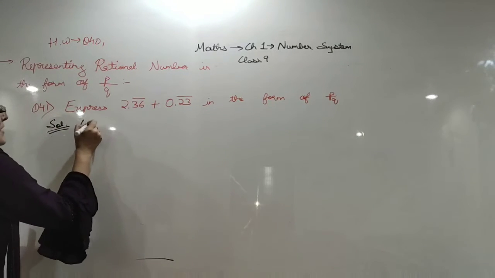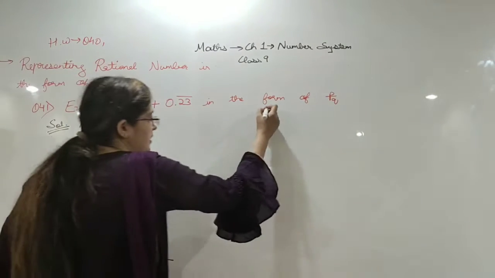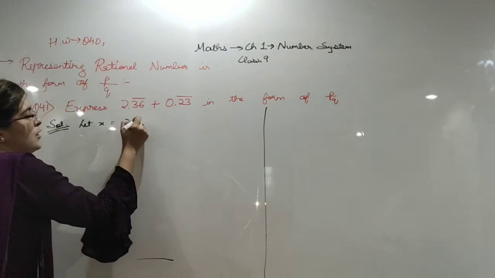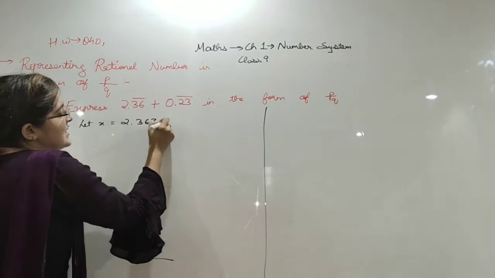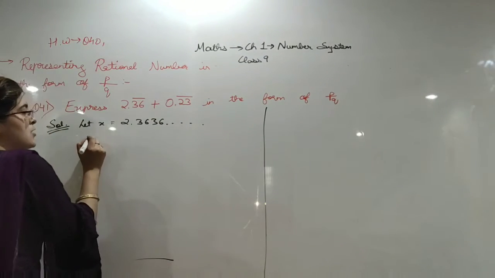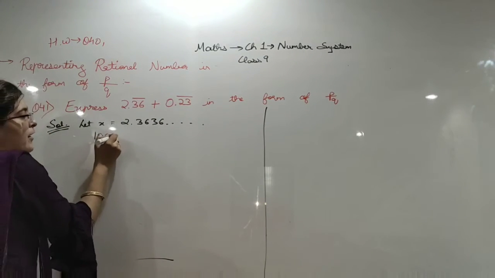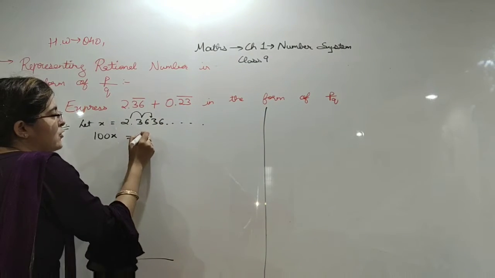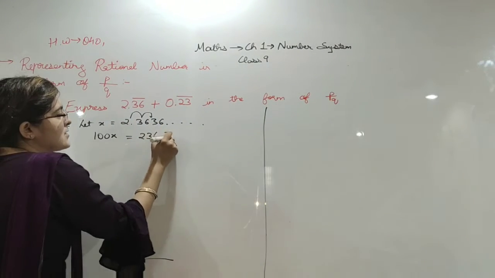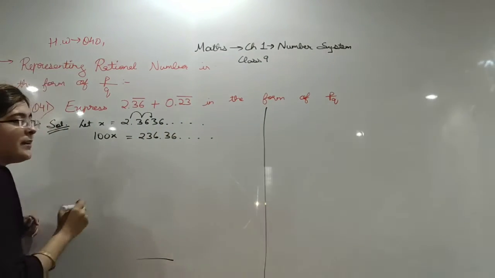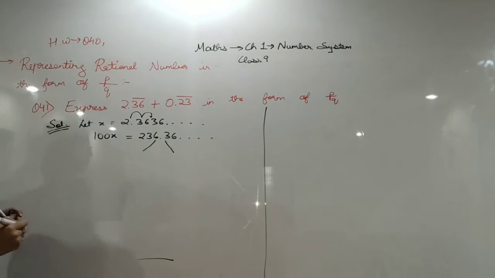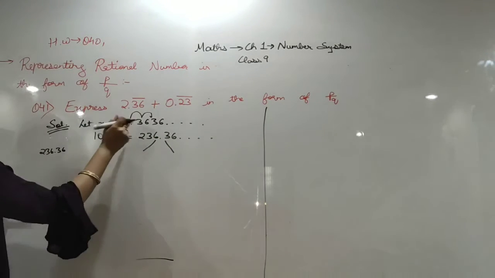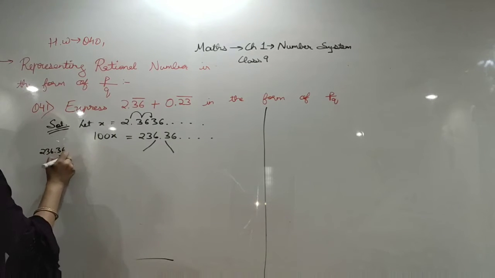First, let x is equal to, we are first taking only 2.36 bar. 2.36, 36 and so on. So we will multiply it by 100. And the decimal will shift by two places: 236.36 and so on. Now we have to split it into two parts. It will be 236.36 minus 2.36.